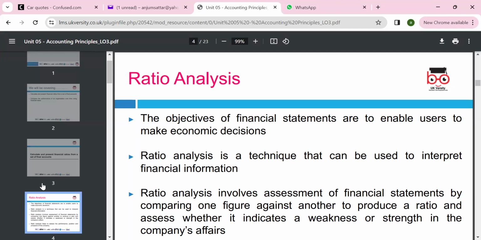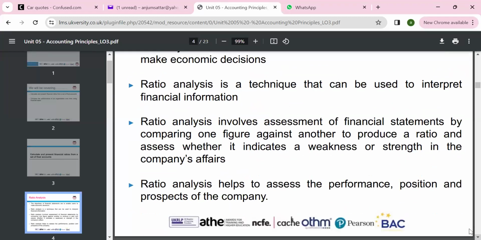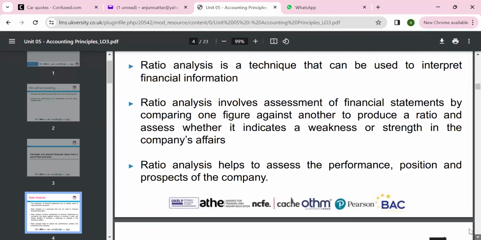Ratio analysis is a technique that can be used to interpret financial information. Ratio analysis involves assessing the financial statements, comparing one figure against another, producing ratios, and assessing where they indicate weaknesses or set trends in the company's affairs, like in profitability, in assets, in liabilities. Ratio analysis assesses the performance, the position and the prospects of the company, which we'll go through and discuss.